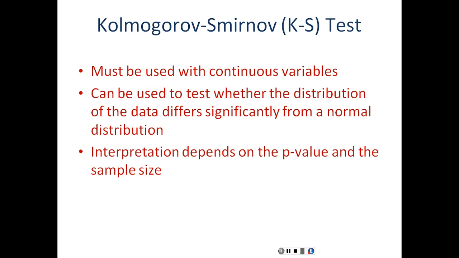Another way that we can determine the normality of our data is by using the KS test, the Kolmogorov-Smirnov test. I know I butchered that, but I've been practicing. I tried the best I could, but let's just say KS test. This test is going to be used with continuous variables. It must be used with continuous variables, and it can be used to test whether the distribution of the data differs significantly from a normal distribution.